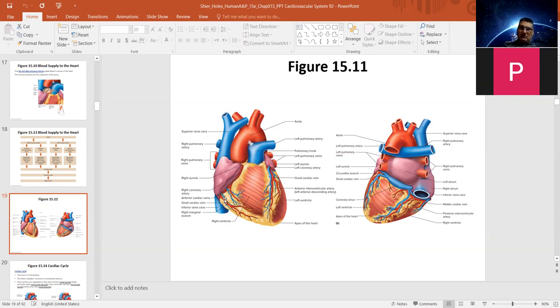Marginal means moving on this margin of the heart. What's the margin? The margin is between the anterior aspect and posterior aspect, like this. This is anterior, this is posterior. Do you see this margin? That's why it's marginal. Circumflex, which is this one here, means circling around the neck. Translation: like if I put something around my neck, an artery, I call it circumflex.